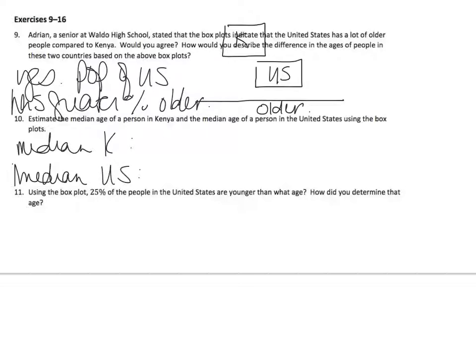I'm going back to the box plots. If you remember, the median is found in the middle line of the box plots. So I need to go back and look. It looks like the median for Kenya is a little less than 20, and the median for the US is a little less than 40. So I'm going to guess slightly less than 20 and slightly less than 40 works. If you look at your paper, you should see that.